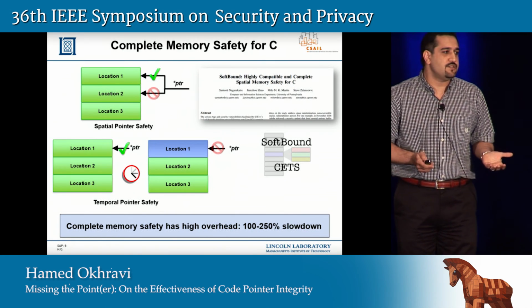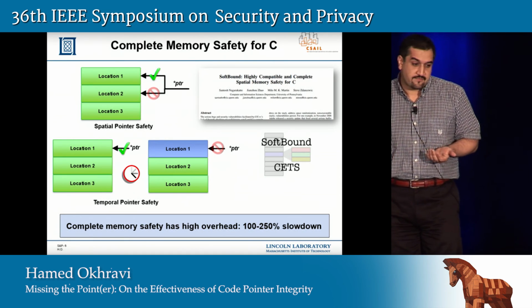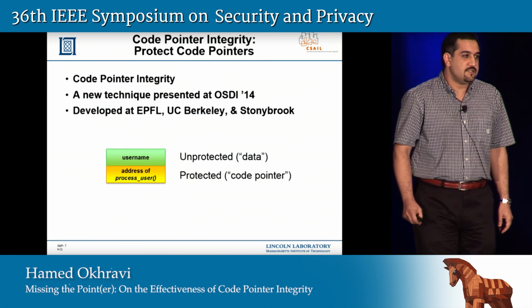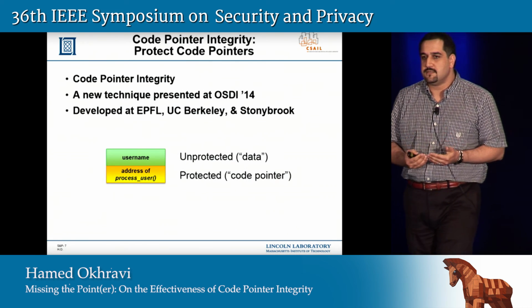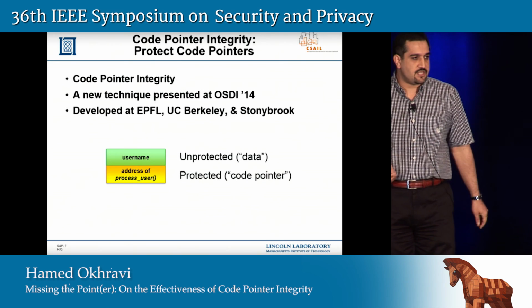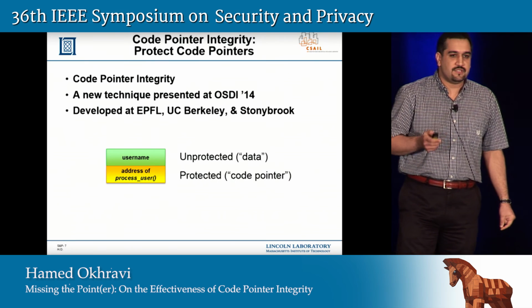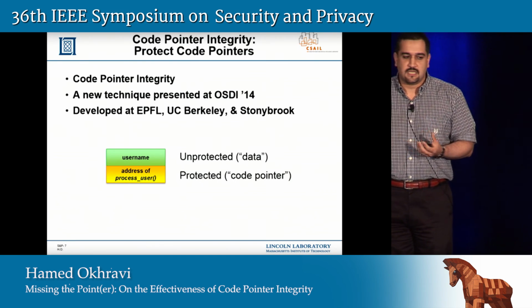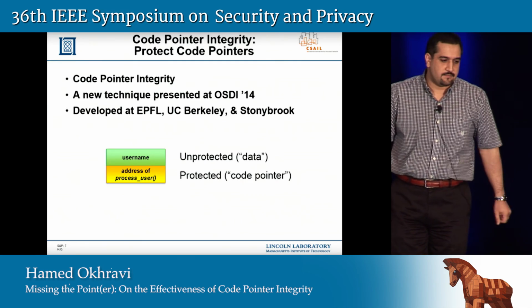And that is the motivation why researchers have looked at lighter weight techniques to enforce memory safety. And code pointer integrity is one of those lighter weight techniques. And the concept behind it is actually fairly simple. They enforce memory safety checks, but only on code pointers. So in this case, they don't protect data values or data pointers, but they do protect code pointers, the process user example that I mentioned.